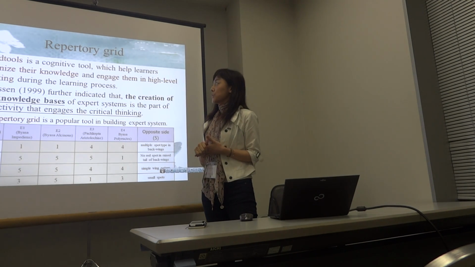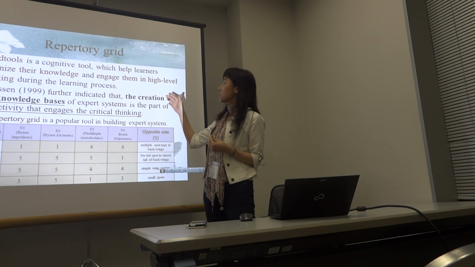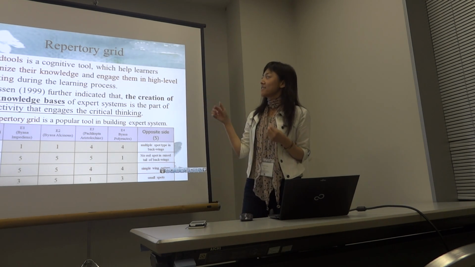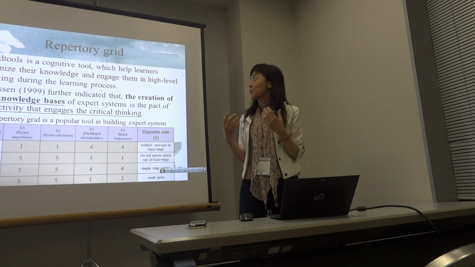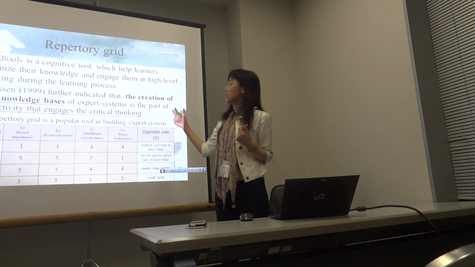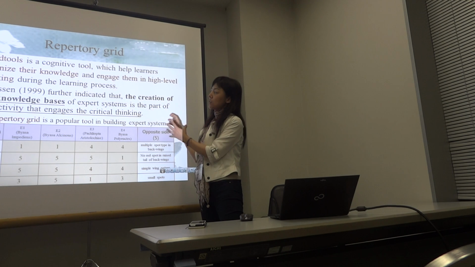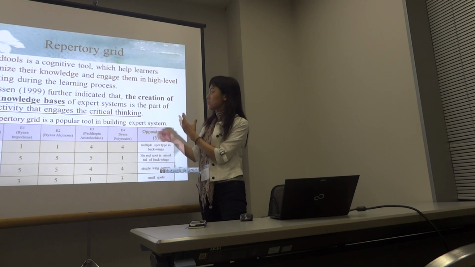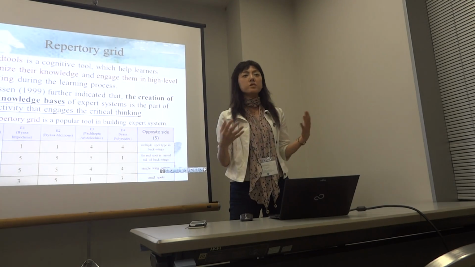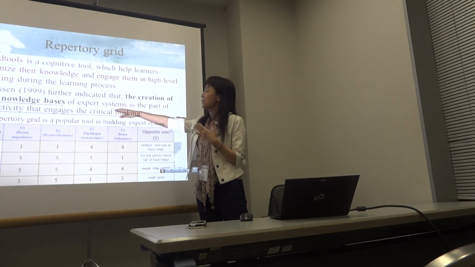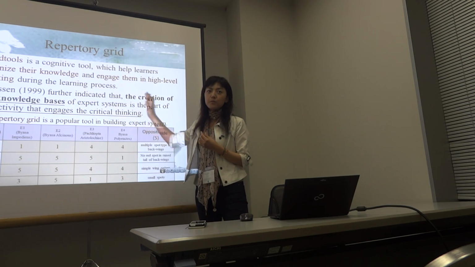And this is the Repertory Grid. The Repertory Grid is a Mind Tool, and Mind Tools are cognitive tools which help learners organize their knowledge and engage them in high-level thinking during the learning process. Jonassen further indicated that the creation of the knowledge base of an expert system is part of the activity that engages critical thinking. So the Repertory Grid is the method we usually use to build expert systems.